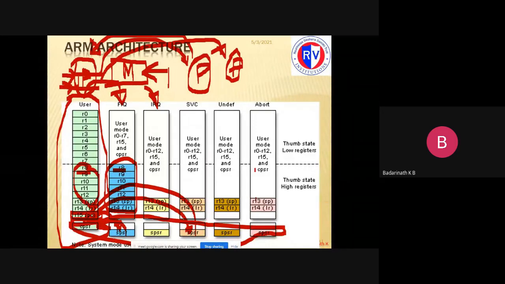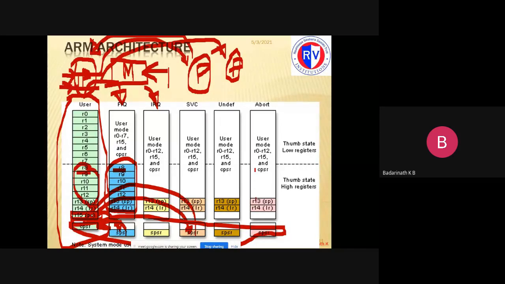So R13, R14 of user mode are different, R13, R14 of FIQ mode are different, R13, R14 of other modes are different. Similarly, to enhance the throughput, all the modes have a separate SPSR, saved program status register, which is used to hold the contents of the CPSR whenever it comes to that particular mode, and when it finishes that mode and goes back to the user mode, the contents will be loaded back into the CPSR register.